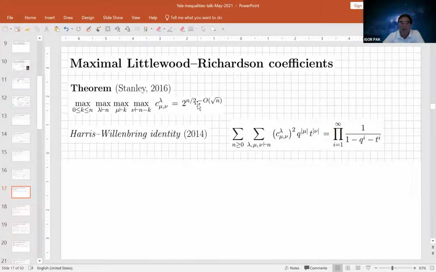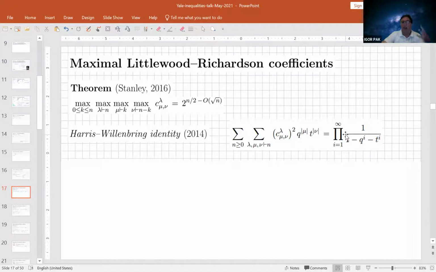That is possibly quite surprising, and I wouldn't know how to prove it right away, except the way he concluded is by looking at a sort of analog of the Burnside identity, which is this Harris-Williams-Bring identity, which gives you a generating function for squares of Littlewood-Richardson coefficients. So you raise q to the size of mu, t to the size of nu, and you sum over all possible lambda, mu, and that turned out to have a nice product. Proving that is a little more than an exercise, but not super hard. It's about half a page.